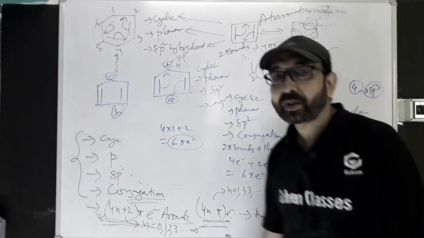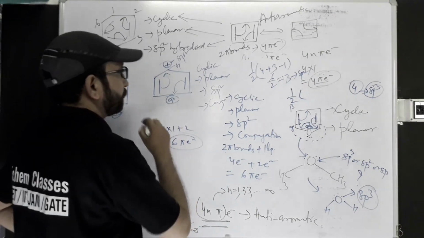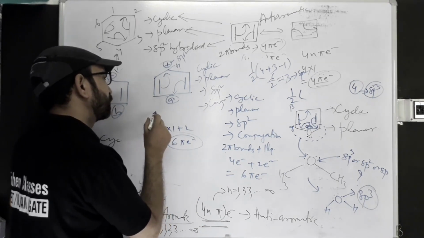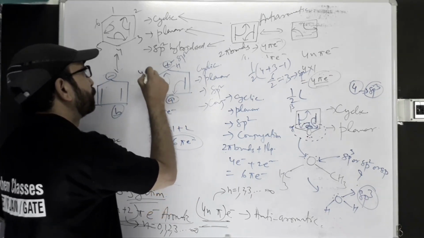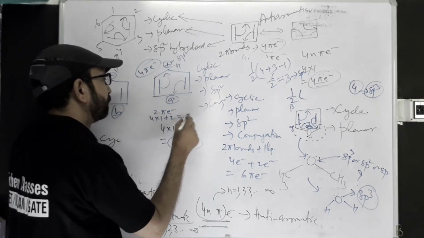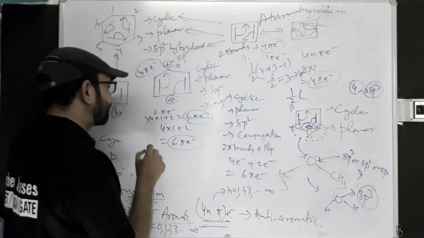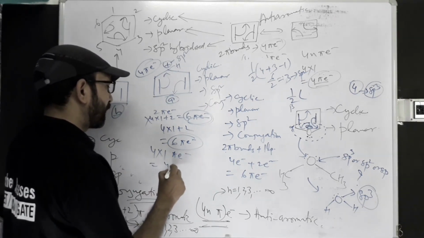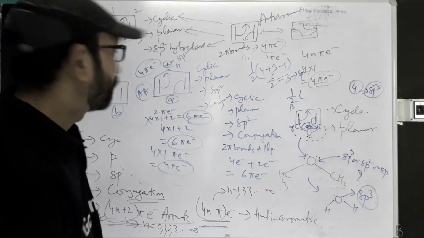Now we have to see whether it is 4n plus 2 pi electrons or 4n pi electrons. First we will see 4n plus 2. 4 into 0 equals 0 plus 2, so it would be 2 pi electrons. How many pi electrons are there? First we calculate 2 and 2, so 4 pi electrons. For 4 into 1 plus 2 it would be 6 pi electrons, but we have only 4, so it is not aromatic. 4 into 1 means a 4 pi electron system, so this is anti-aromatic. A is anti-aromatic.